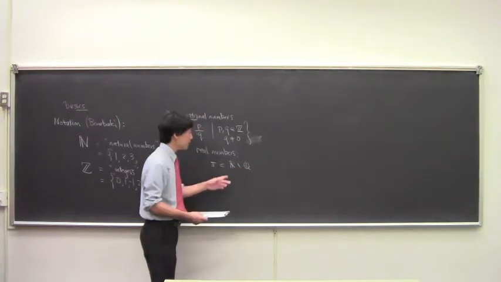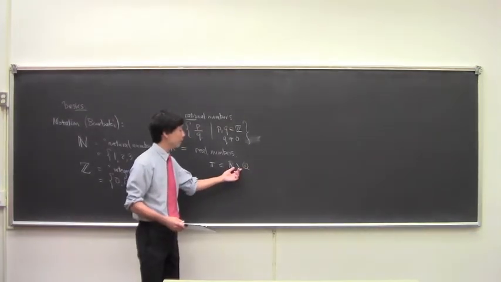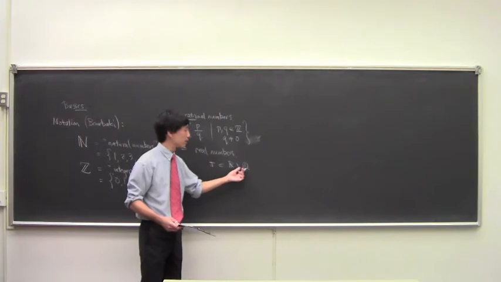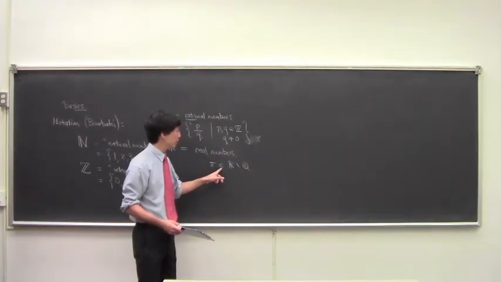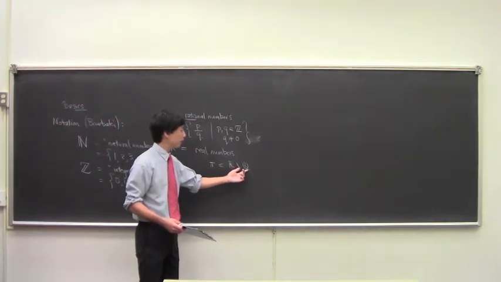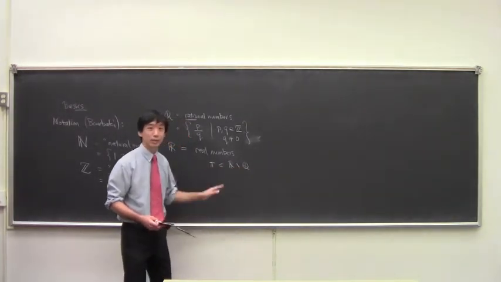So pi, for example, is a real number, but it's not in the rationals. This notation means it's in the reals, but not in here, so the reals excluding the rationals. Pi is in the reals, excluding the rationals. So it's an irrational number.